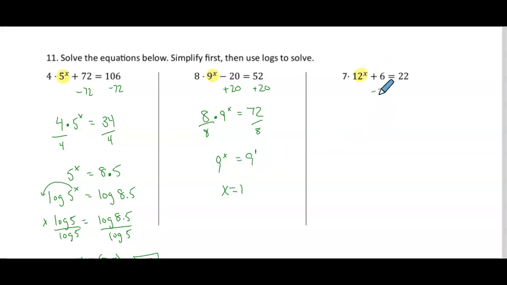All right, last one in this section, subtract 6 first. Then I want to divide by the 7. And that's not going to be exact, so this will be rounded already here. It's 2.29. And then we need to log both sides. Bring the x in front.